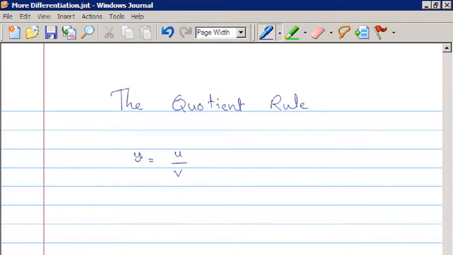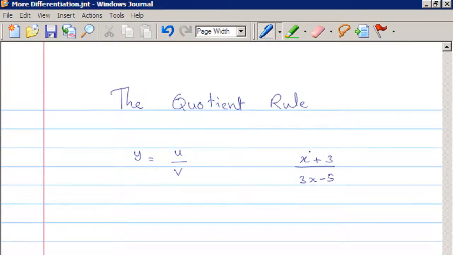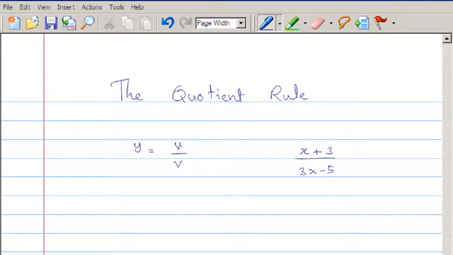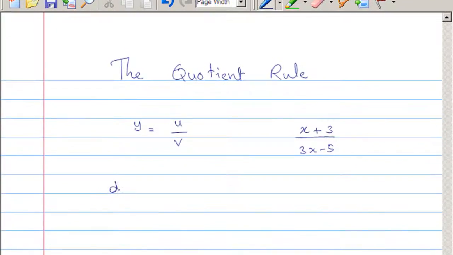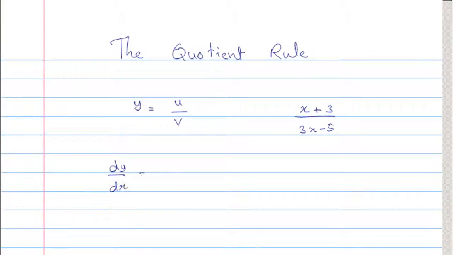And let's say we have a function y equals u over v, and u and v are both functions of x. So an example might be something like, say, x plus 3 over 3x minus 5. And let's say we want to differentiate this. In general, if I say the numerator is equal to u and the denominator is equal to v, then dy over dx is given by v times du over dx minus u times dv over dx divided by v squared.